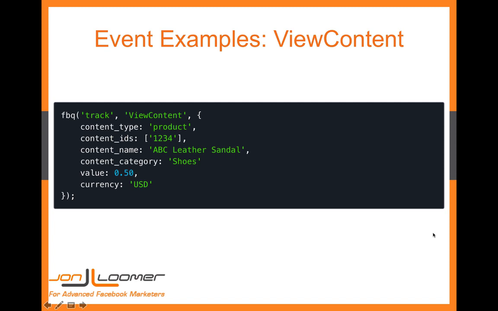So some other examples: for view content, we're tracking the view content event, and it looks like they're viewing a product right now. That product is product ID 1234. The name of it is ABC leather sandal, and it's under the shoes category. Now, understand why they have the value of 50 cents here. This is not the value of the product, otherwise those would be some very cheap shoes. In this example, they're saying that this is the value of this view: on average, based on the percentage of people who end up actually going through and purchasing, that is the value of this page view.